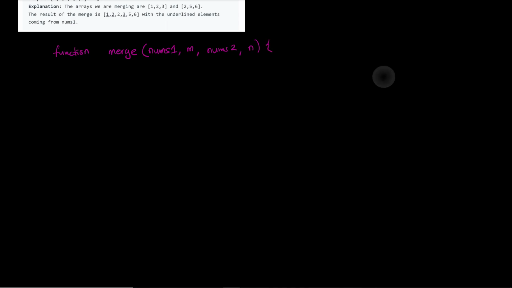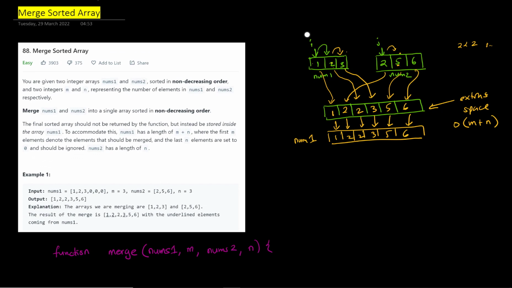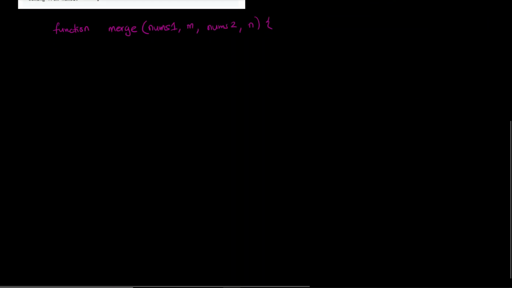Okay. So we have our i's and j's. Remember those up here, I and j. So we'll do let i equal to 0, so pointing at the beginning, and let j equal to 0, pointing at the beginning of nums2. And then we'll create a merged array here. Let merged equal to new array.